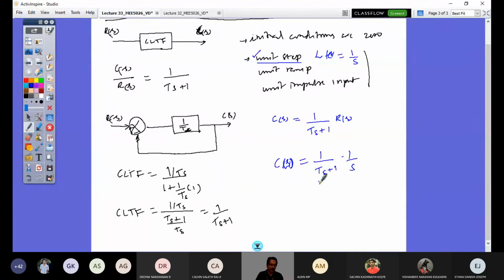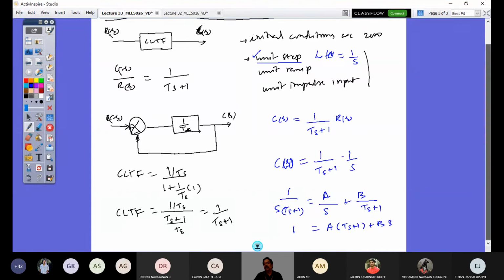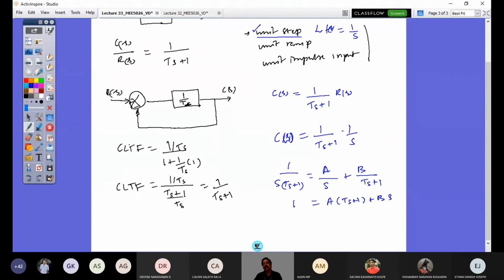So I would have 1 by s into ts plus 1 can be written as a by s plus b by ts plus 1, right? So if I do cross multiplication, this is 1. So here it is a into ts plus 1 plus b into s. Now I am factorizing it so that I need to find what these values of a and b are, so that I can write these products of terms into summation terms.